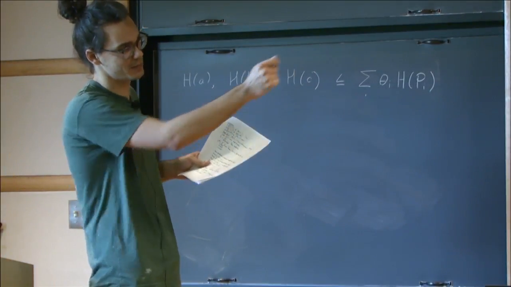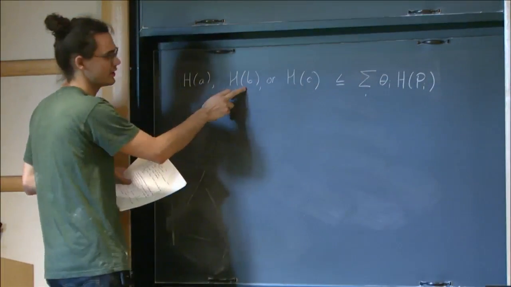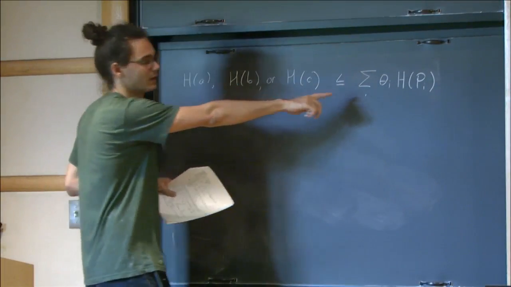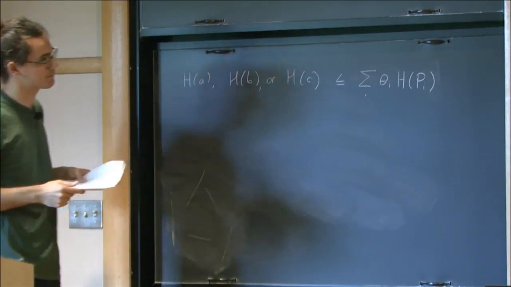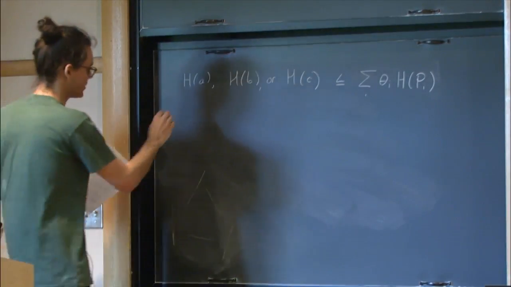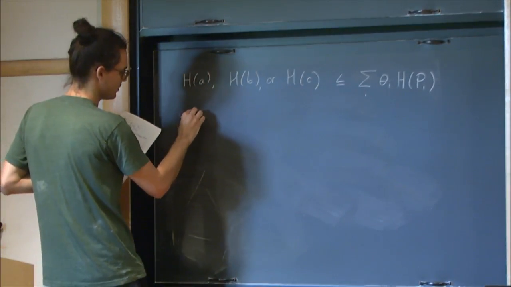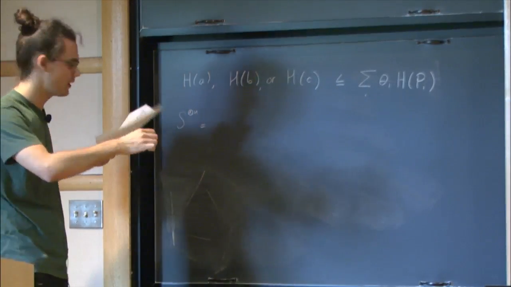So since we picked P to be a maximizer of that function, I now know that one of these three entropies has to be smaller than this average of marginal entropies. And this I'm going to use to split up my sum. And so S tensor n is this big sum. I'm going to split it up in 3 sums.